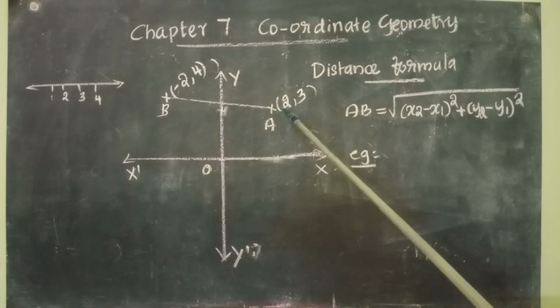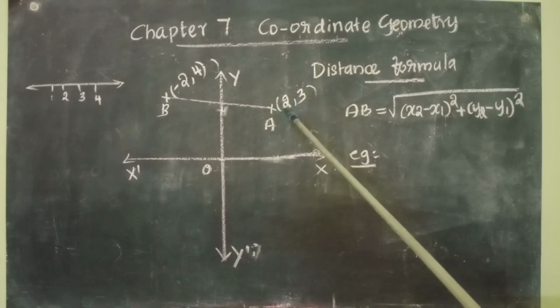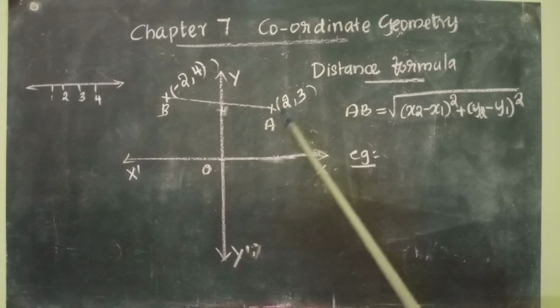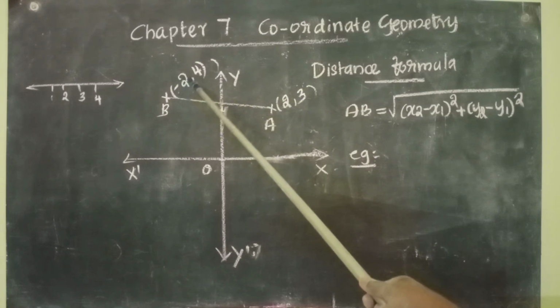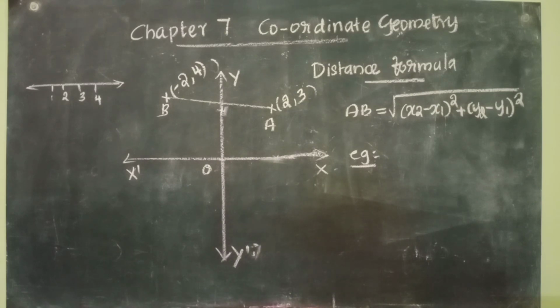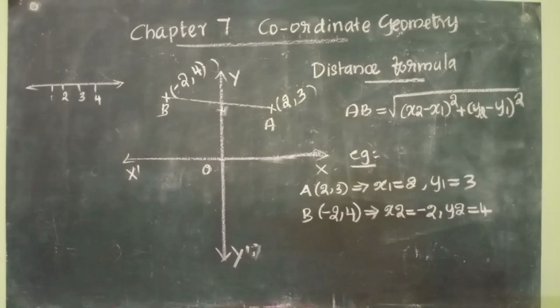So here this is the first point (2, 3). That is x1, y1 is 2 and 3. So let us write x1 is 2, y1 is 3. This is our x2, y2. So x2 is minus 2, y2 is 4. So we have written here A (2, 3). So x1 equal to 2 and y1 equal to 3. This is x1, y1. Then B (minus 2, 4). So x2 equal to minus 2 and y2 equal to 4.